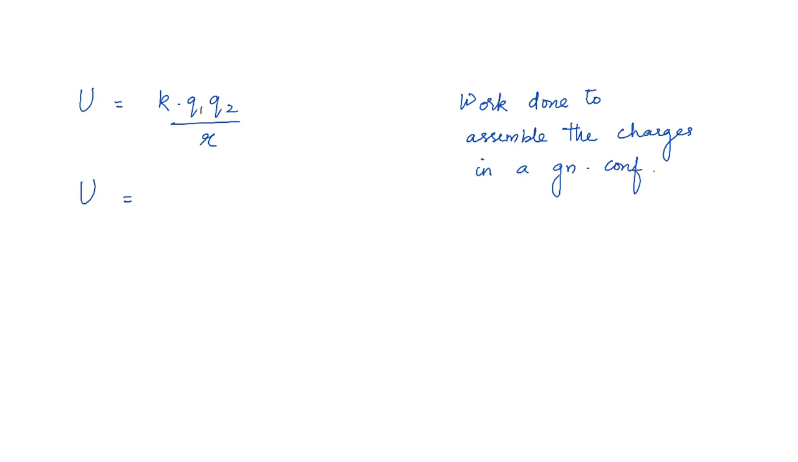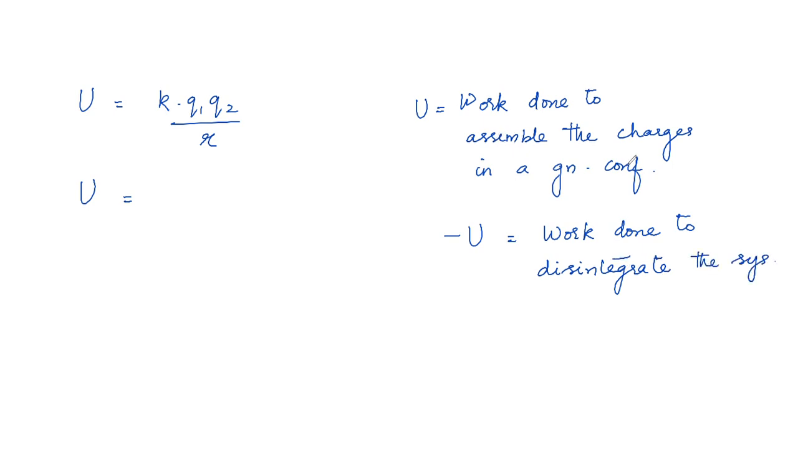Whereas if you are going to dissociate, this will be U. If it will be negative U, that will be the work done to disintegrate the system. Disintegrate the system, then it will be negative. That means this is from infinity to a point, and this is from a point to infinity. I hope you are getting this clearly, isn't it, children? Right, children of grade 12?